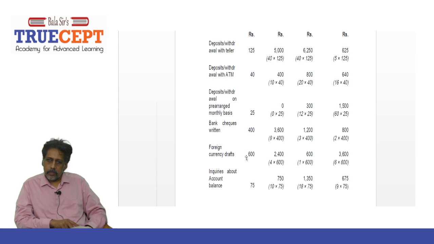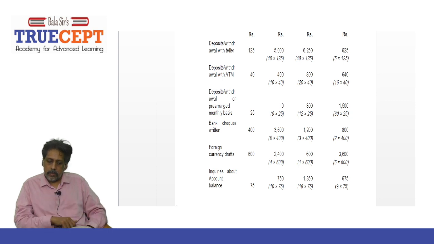Next, deposit or withdrawal on a pre-arranged monthly basis: 25 rupees per transaction into the number of transactions you do. How much you get for X, Y, Z? 0, 300 and 1,500. Next, bank checks written, 400 rupees per transaction into how many? 3,600, 1,200 and 800.